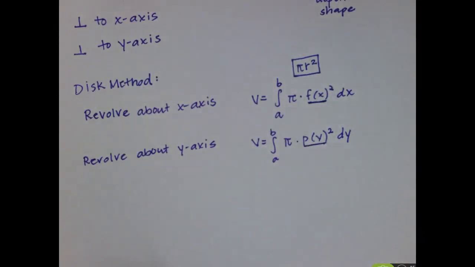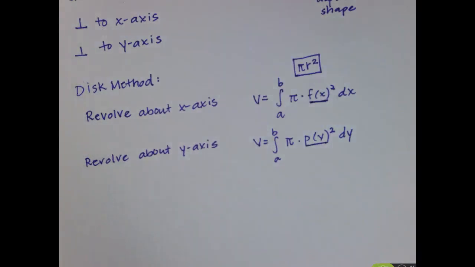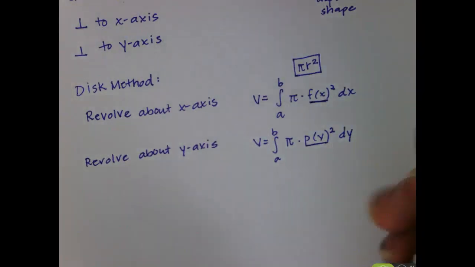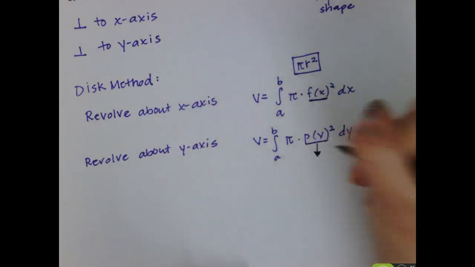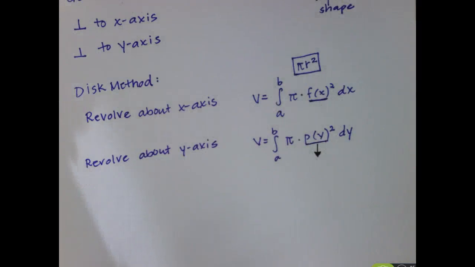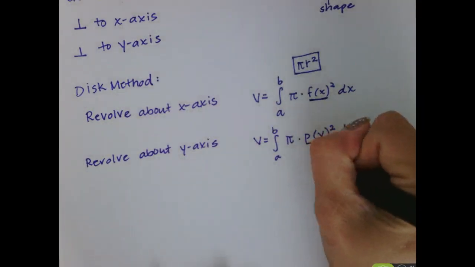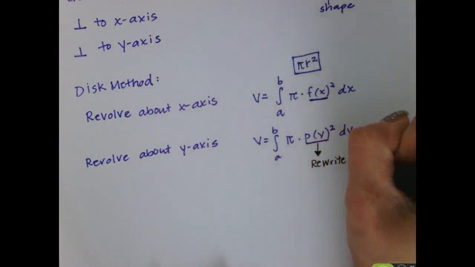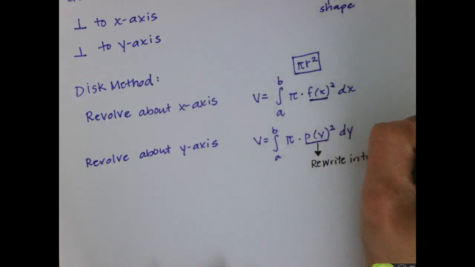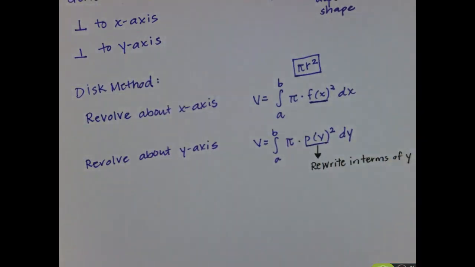Okay. One important thing to note here is when you have to revolve around the y-axis, then you are going to need to rewrite your function in terms of y. So if you have a function y equals x plus 3, you'd have to rewrite that so that you have x equals y minus 3. You'd have to reorganize it so that it's solved in terms of y.